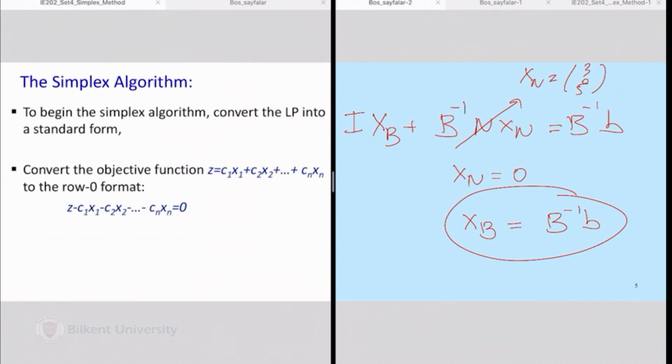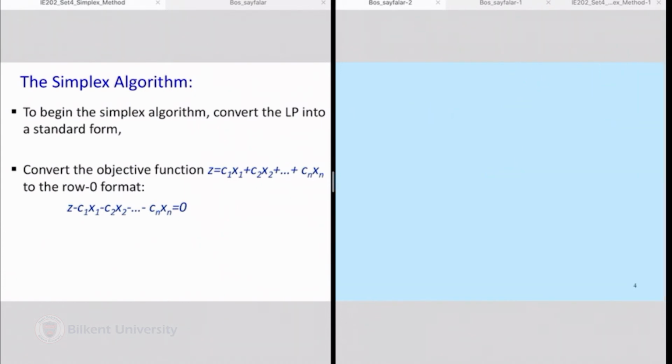Now, the canonical form representation. Now the objective function also comes into the picture. Remember, we had an objective function, Cx. We're going to maximize it in the beginning. It doesn't matter whether we're doing maximization or minimization. So we have this LP at hand: maximize Cx, subject to Ax equals b, and x non-negative.